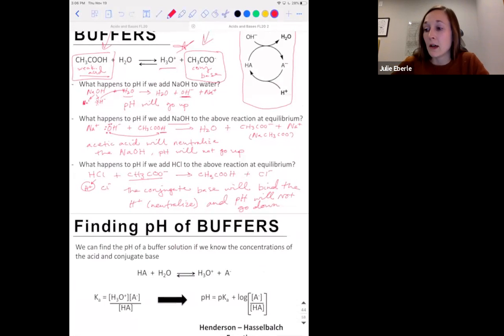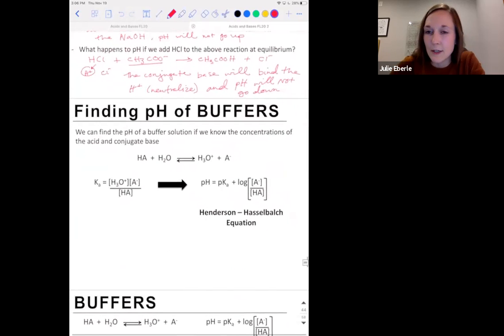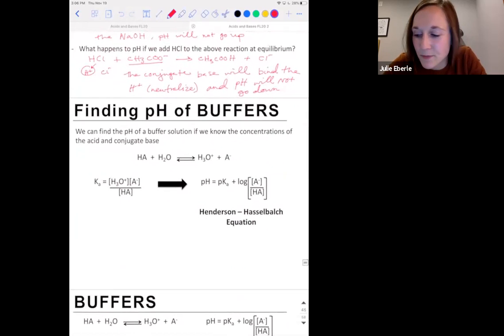Okay. All right, well, we're about to get into some math, so turn your math brains on, grab your calculator. Here's how we're going to calculate pH of a buffer. We can find the pH of a buffer solution if we know the concentrations of the weak acid and conjugate base, all right?